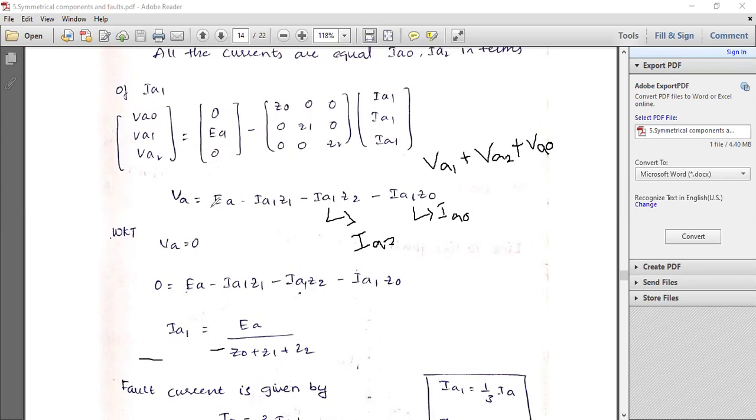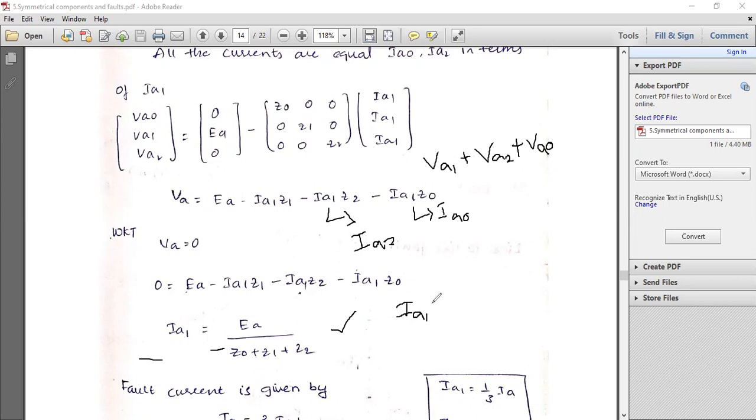Okay. So VA is equal to EA minus IA1 into Z1 minus IA1 into Z2 minus IA1 into Z0. And we already know that VA is equal to 0. You just simply substitute that VA is equal to 0. Now, if you substitute VA is equal to 0, you can obtain the positive sequence current IA1.